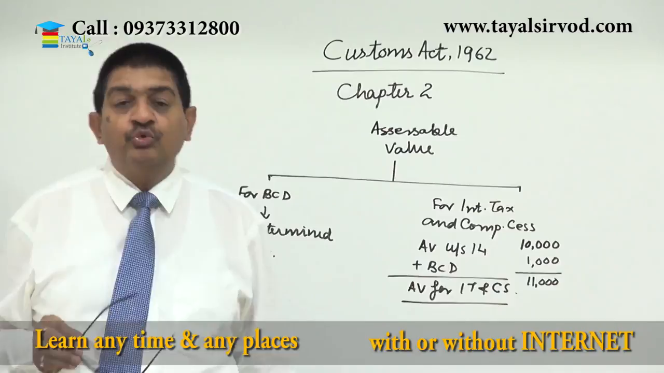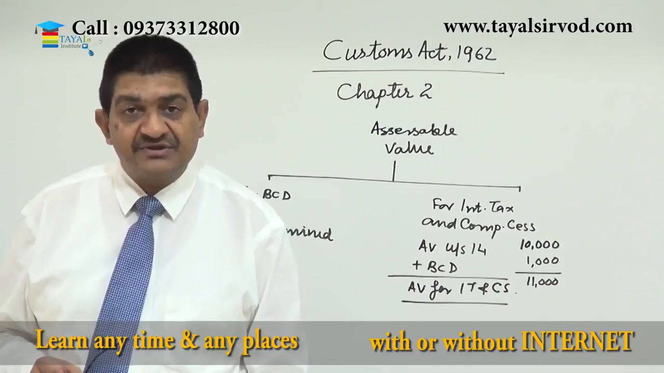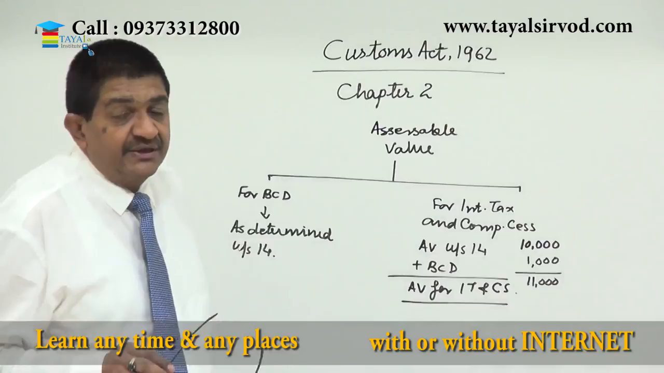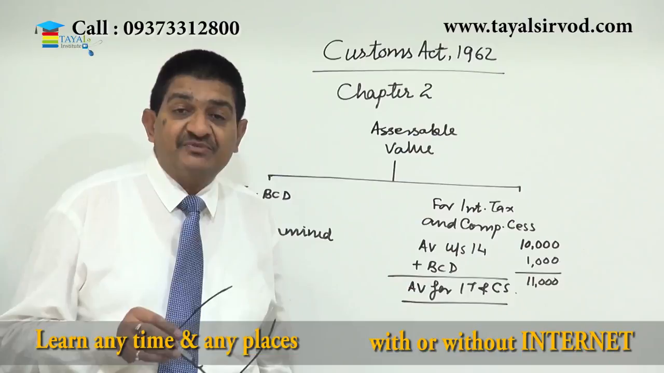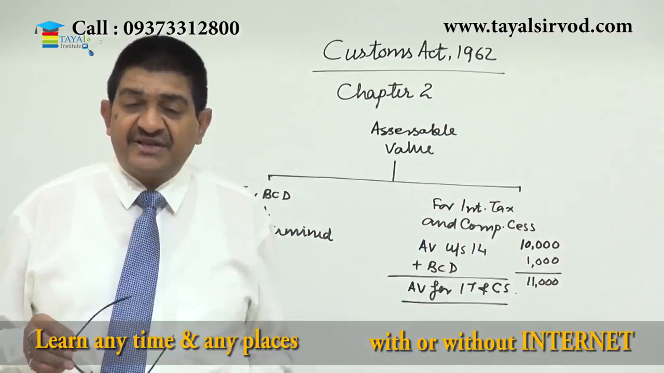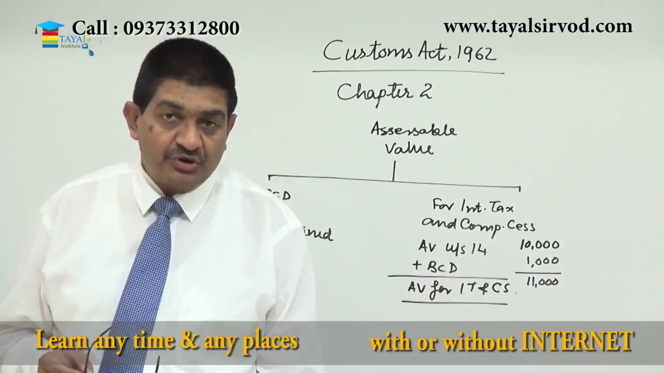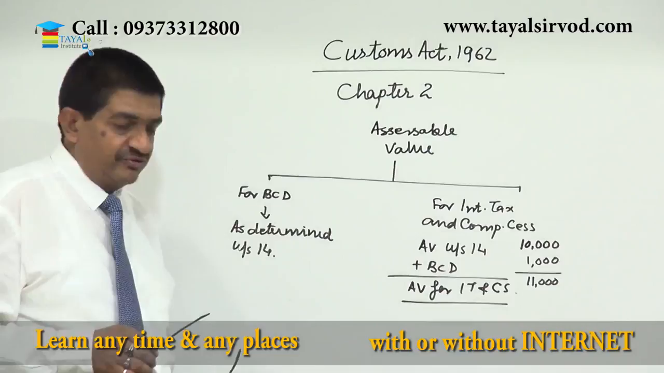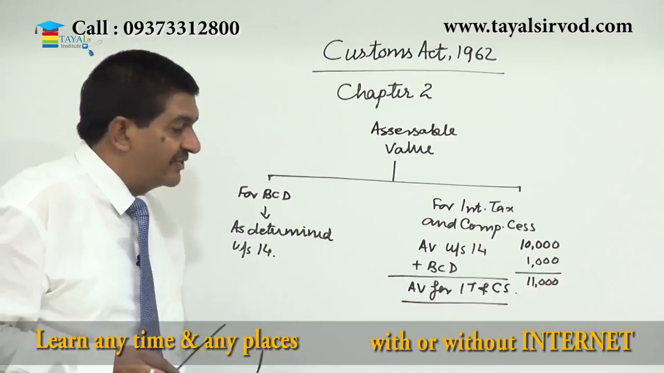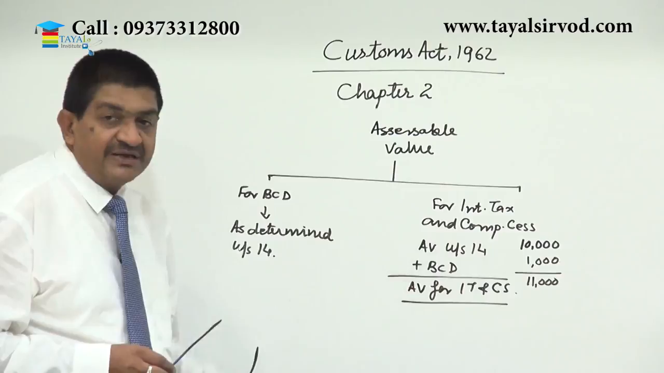So these are two new taxes under the Customs Tariff Act. One is integrated tax, another is state compensation cess, right? And where it is chargeable, as far as integrated tax is concerned, this is chargeable on import of all the goods which are subject to IGST or GST in India, right? And cess is chargeable only on the notified goods, and those notified goods are either luxury goods or sin goods. And the assessable value for basic custom duties as determined under section 14, and for integrated tax and compensation cess, for both the assessable value will be assessable value under section 14 plus BCD.